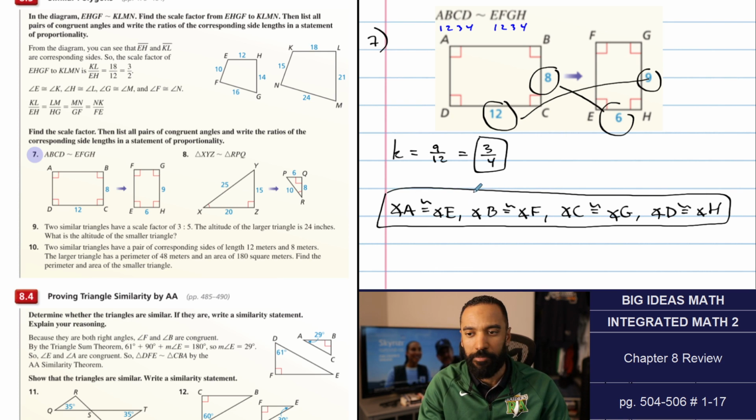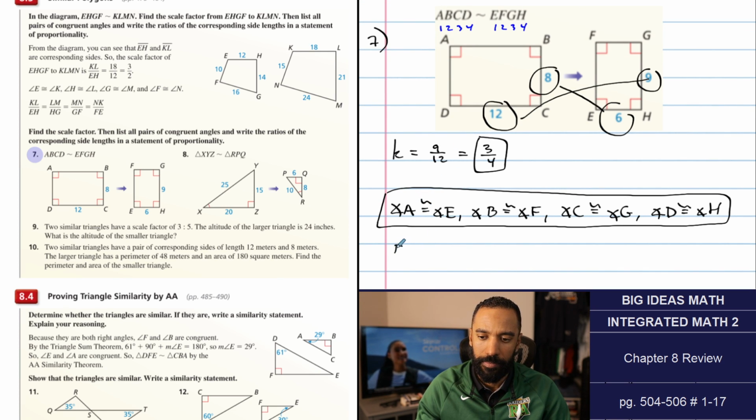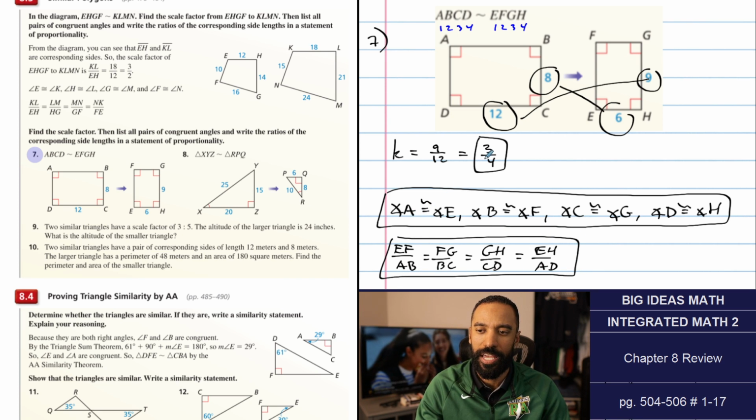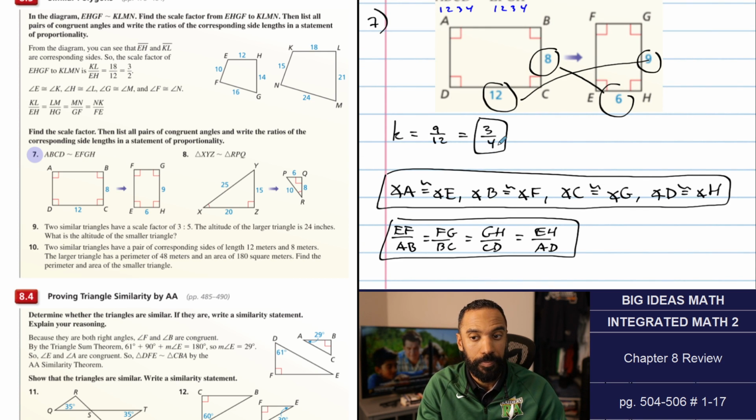Now let's do the statement of proportionality. EF over AB. I want to do it as the scale factor. EF over AB is the same as FG, letters 2 and 3, over BC, letters 2 and 3. GH, 3 and 4, over CD, 3 and 4. And EH over AD, 1 and 4, 1 and 4. Those are the 4 different segments of these rectangles. They are in that proportionality. They all have a 3/4 reduction.